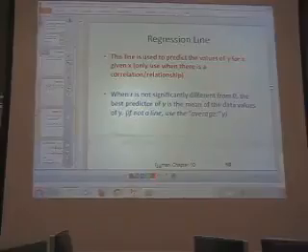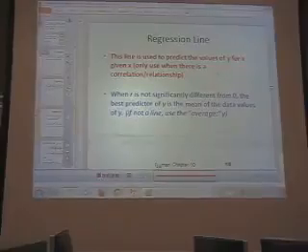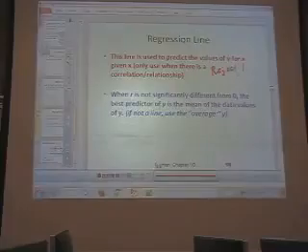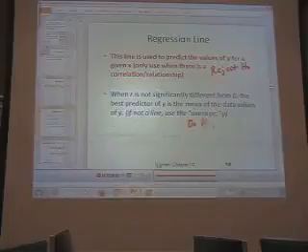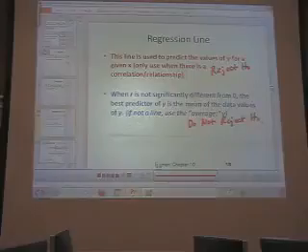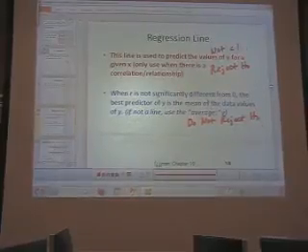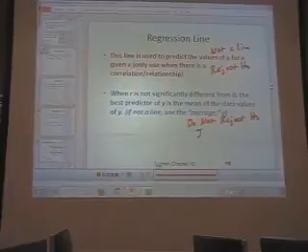So here, this is when you reject H naught, and this is when you do not reject H naught. This is not a line. This is a line.